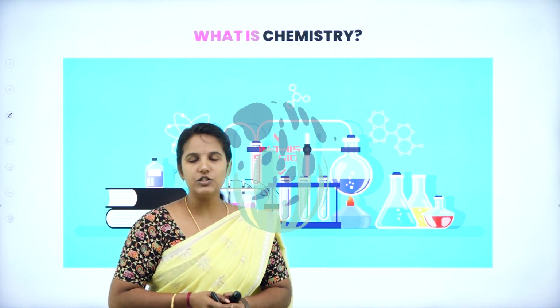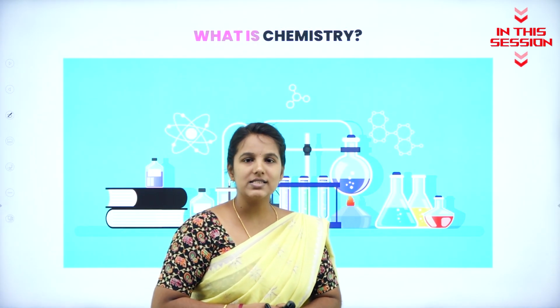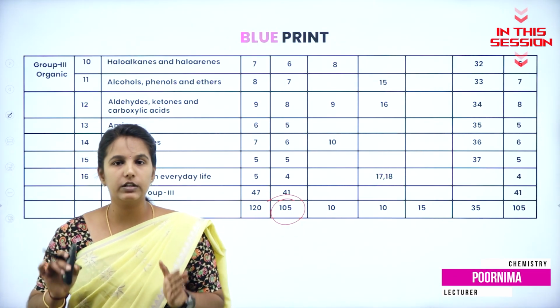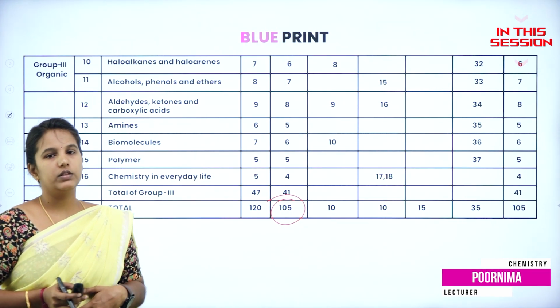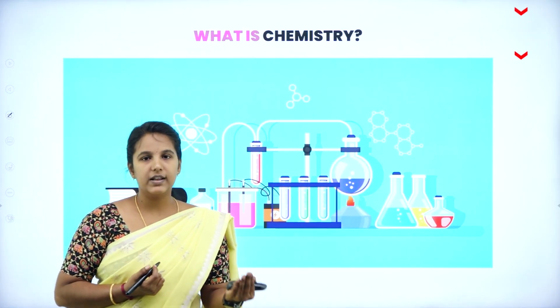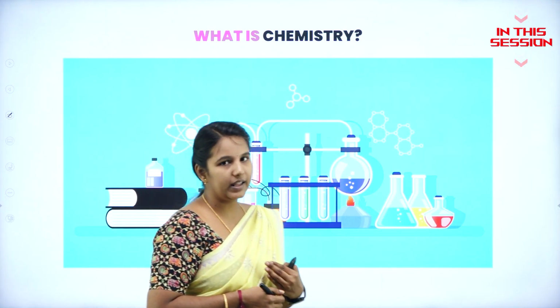Chemistry is a branch of science that deals with the study of matter. So totally, the entire question paper will be set with 1 of 5 marks and you are going to get 17 marks. Matter can be exhibited in 3 ways: solid, liquid and gaseous state.